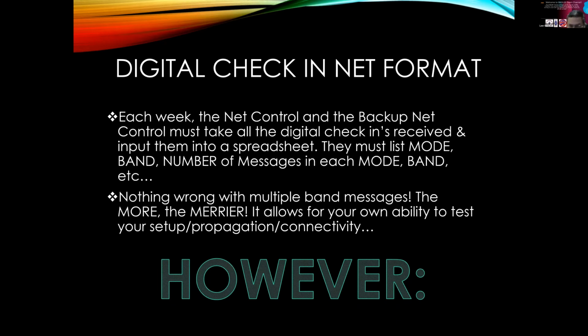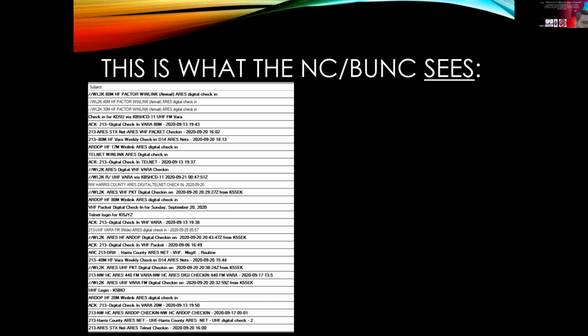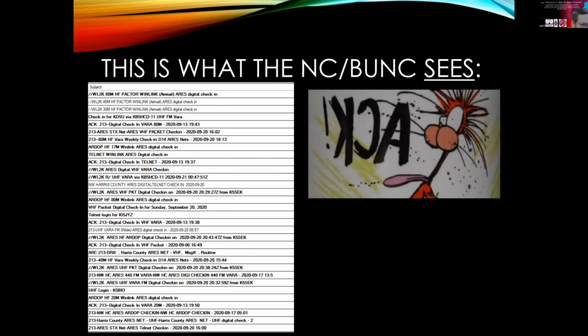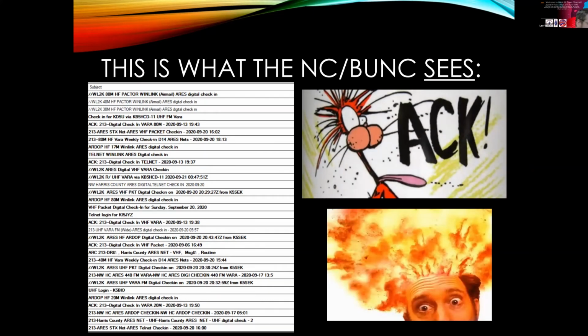So here's the caveat. Every week, this is what the net control and backup net control see in their inbox in Winlink, and this is just the subject line. This is from back in August or September. That subject line kind of drives us crazy because there's no consistency week to week. We could sort it by sender, and we can make it a little neater than this, but some say ACT, some say check-in, some say WL2K, some say 213 dash, some just say UHF login, some don't give the mode, et cetera, et cetera. It has a tendency to make our heads explode.